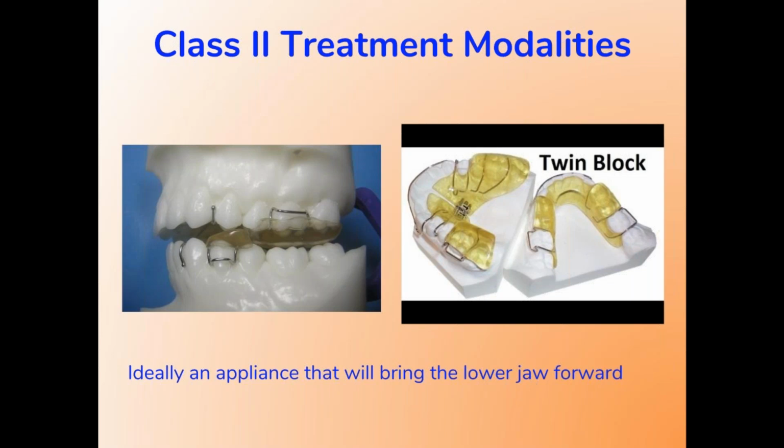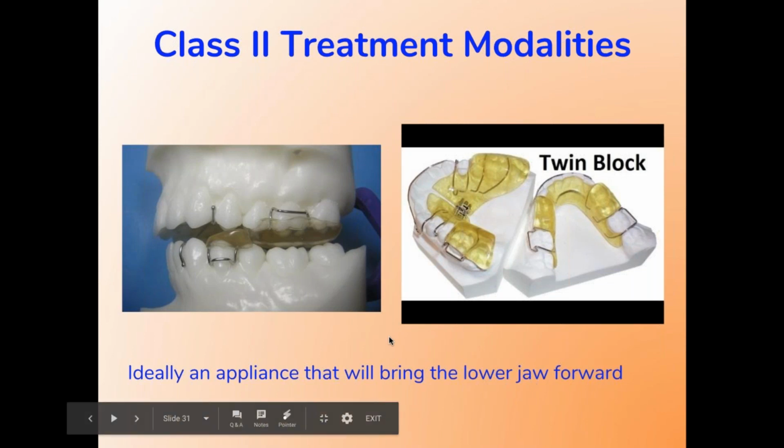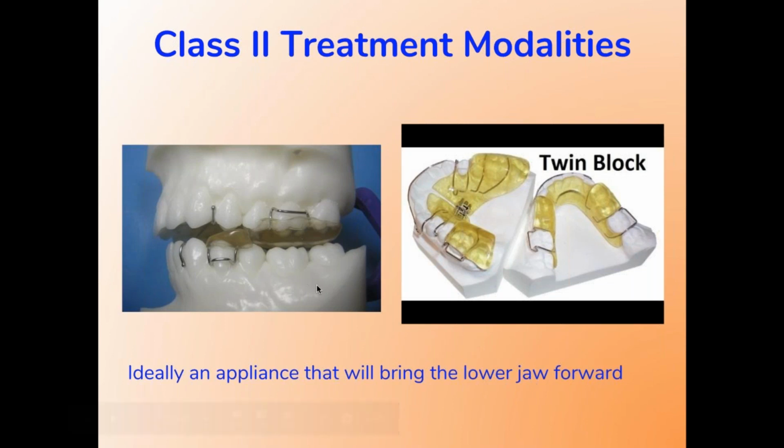And this one is called a twin block. This is an example of a removable appliance, one that comes in and out of the mouth. This is most commonly used in a child, someone who's anywhere from 7 to 10 years old. And the reason I like this appliance is, as I mentioned before, this class 2 overbite is usually due to the fact that the lower jaw is too far back, not that the upper jaw is too far forward.